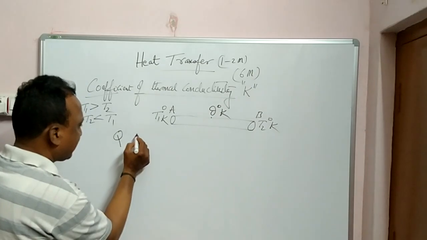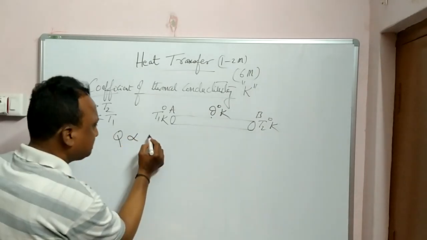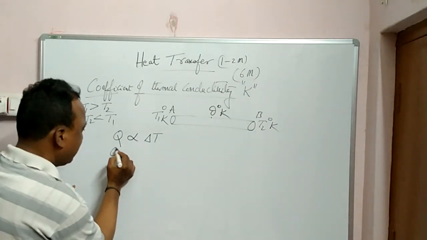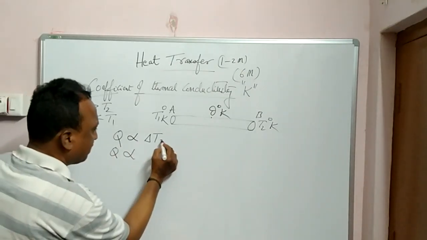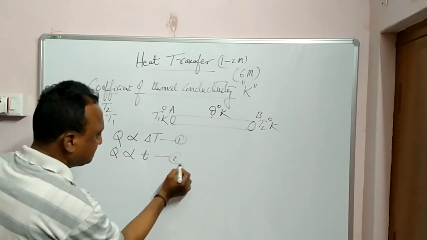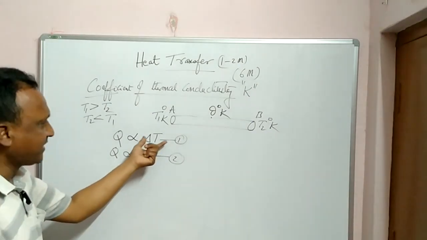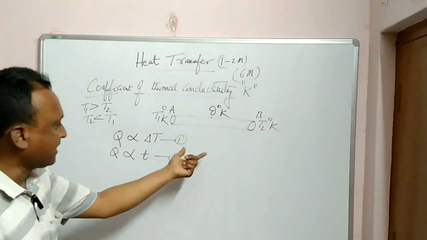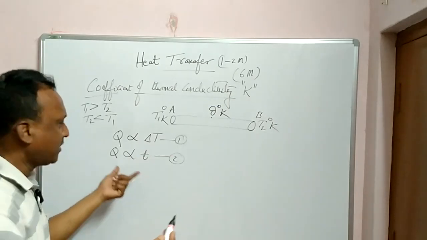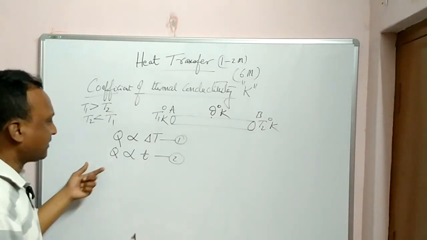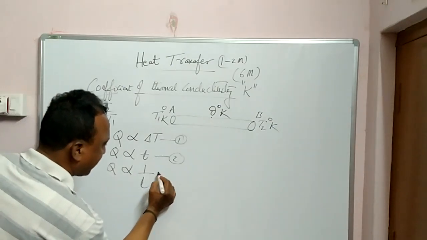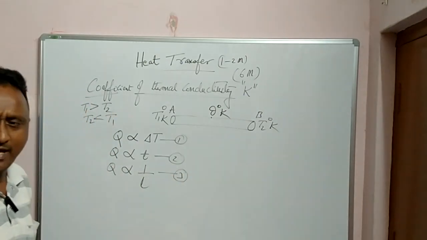in this conductor is directly proportional to temperature difference delta T, and it is also directly proportional to time small t. Directly proportional to temperature difference, that is T2 minus T1, which is a higher temperature. It is also proportional to time, that means more time, more heat transfer, and it is inversely proportional to length of the conductor. Inversely proportional to the length of the conductor.